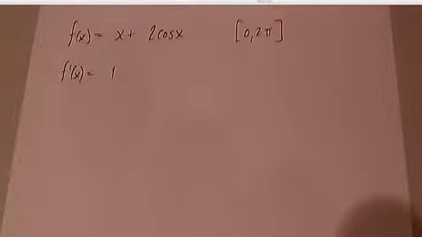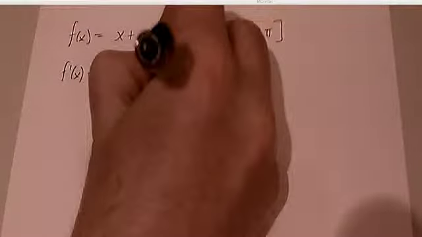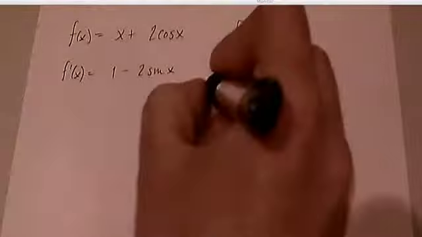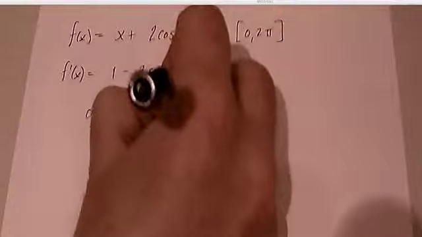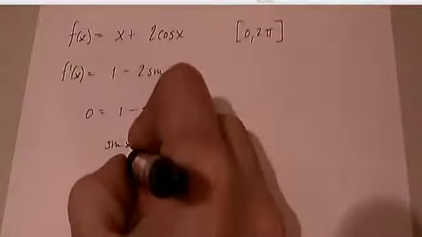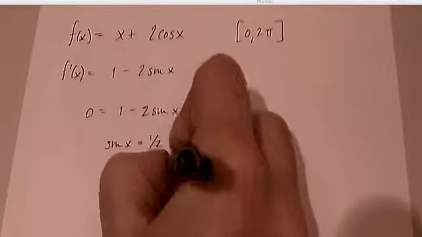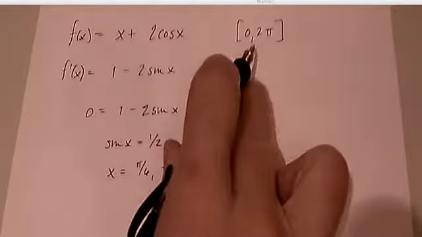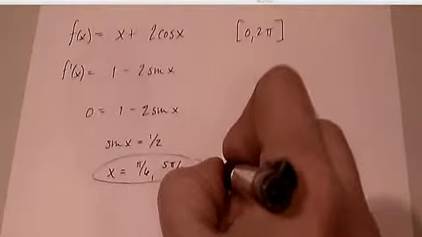So let's go ahead and do f prime is 1, and then of course the derivative of cosine is negative sine. So we wind up with that. Now, critical values are going to wind up being rather easy. That's going to be 0 equals 1 minus 2 sine x, or when sine x is equal to 1/2. Now, sine x is equal to 1/2, where? Well, that happens at pi over 6 and 5 pi over 6. Those are the only two places, because remember, I've limited myself to 0 to 2 pi. So those are my critical values.